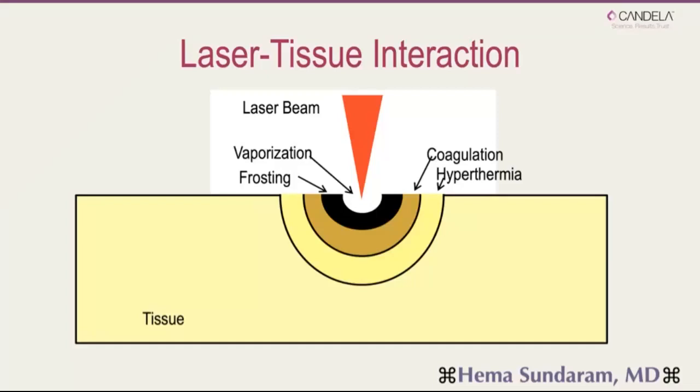But let's understand that around that there is a zone of thermal coagulation, which will also result in clinical effects for the patient on the skin. Around that, we have what we call a zone of hyperthermia, where the skin is heated, but not to that critical temperature we have within the coagulation zone. So I hope that makes sense.